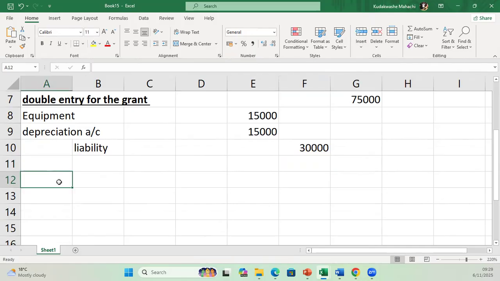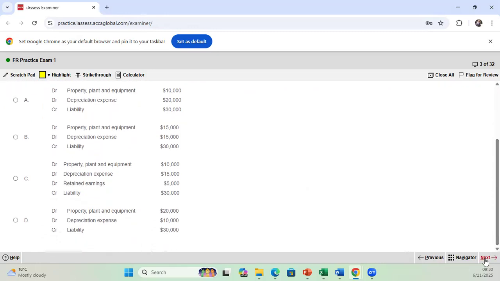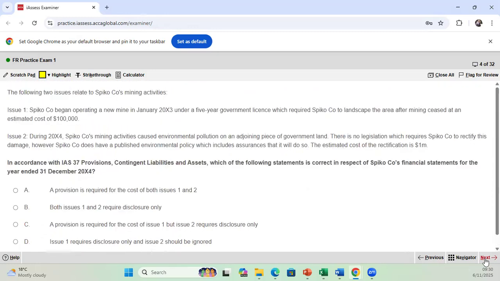I'm trying to understand the logic here. Depreciation now, based on 90,000. Then, okay, let's move on. I'll get back to this. Okay, let's move to the next one.